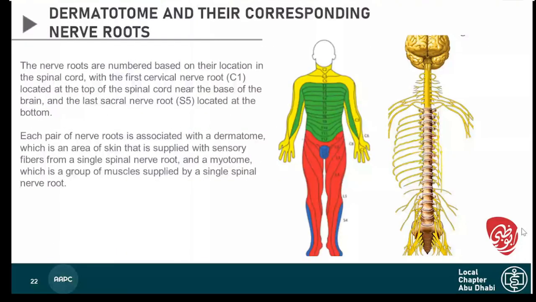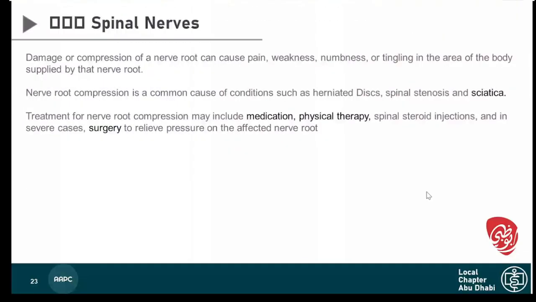Each pair of nerve roots is associated with a dermatome. What is a dermatome? It is an area of the skin that is supplied with sensory fibers from a single spinal nerve root. So any damage or compression of a nerve root can cause pain, weakness, numbness, or tingling in the area of the body supplied by that nerve root.